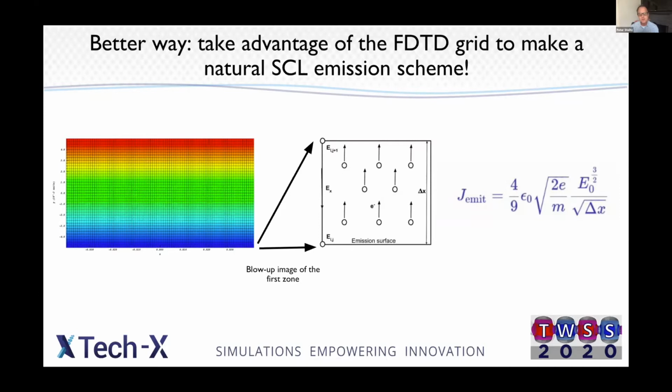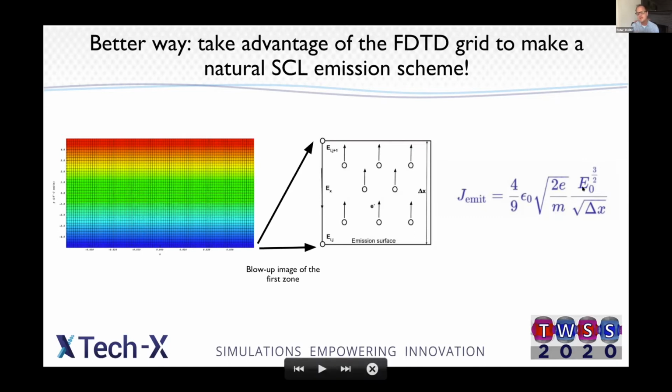And so we rewrote it this way, and now you're looking at the same plot over here, but I've taken just one little zone, just the one zone right next to the emission surface, and I've blown it up. So now you're looking at just that one zone there. And what we do is we say, well, what if the space charge limit really applies just to that first zone, not to the whole system? It'll eventually end up being across the whole system, but let's just start with the first zone.